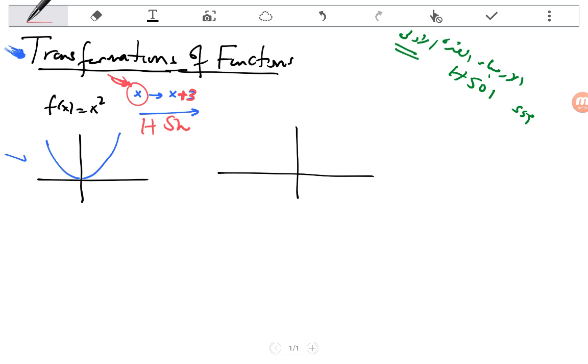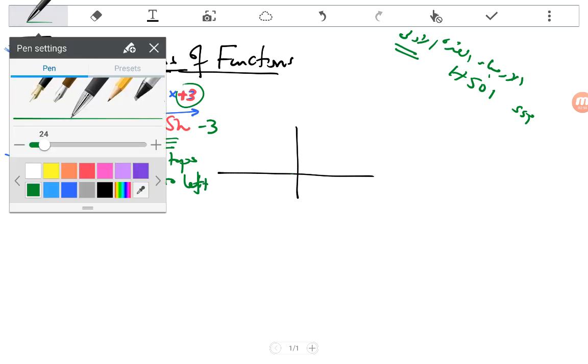Why? Now, look. Whenever I have an operation on x, the transformation that is made will be in the opposite of what I predict. What do you mean by that? This is plus 3. I may predict that it would be to the right, plus 3. No, it will be to the left. We will say the horizontal shift would be negative 3, and negative 3 means 3 steps to the left.